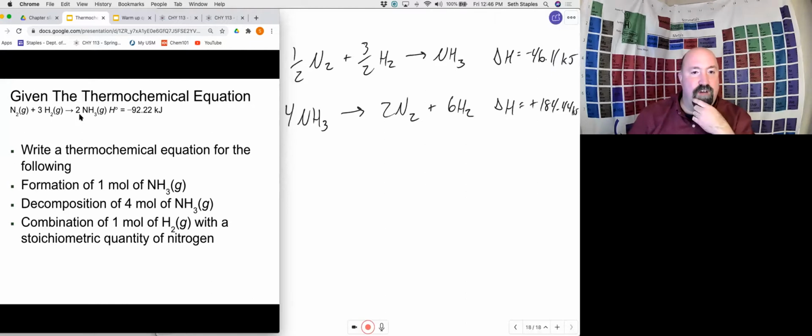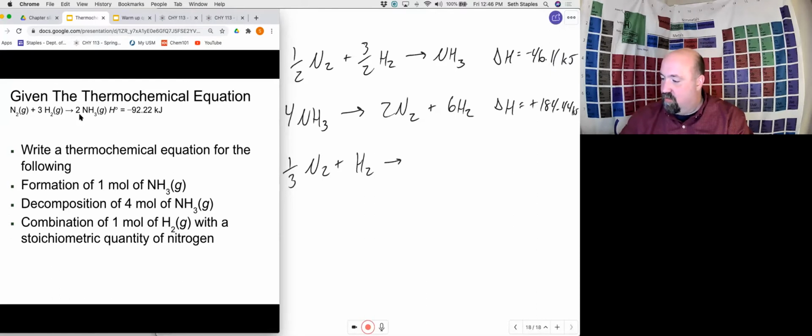Lastly, the combination of 1 mole of H2 with the stoichiometric quantity of nitrogen that would be needed. If I only have 1 mole of H2, then what I've done is cut everything down by a factor of 3. So I'm going to have 1/3 N2 plus 1 mole of H2 to create 2/3 of a mole of NH3. My delta H value, that one I definitely can't do in my head. 92.22 divided by 3.